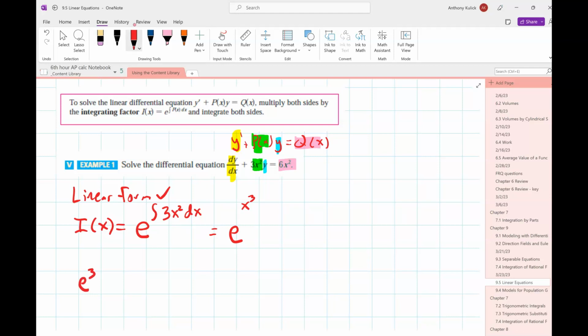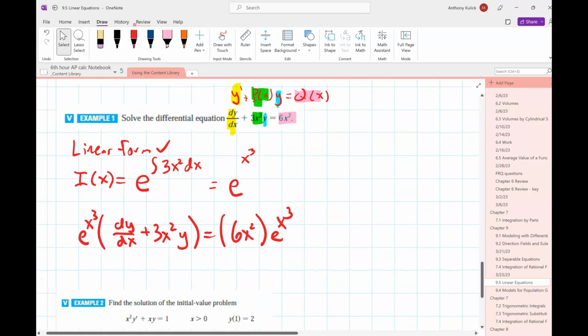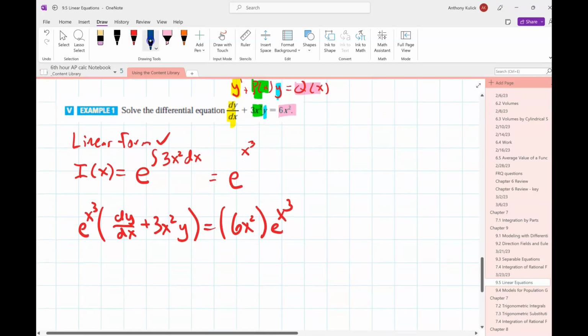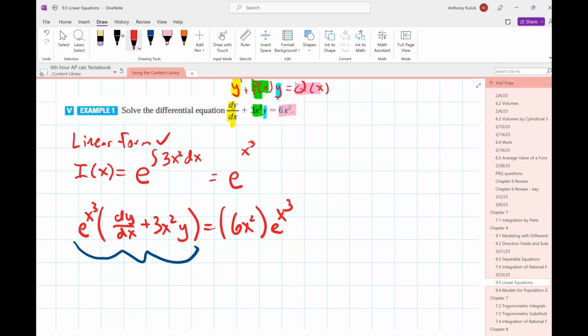So now, multiply both sides of our differential equation that we're trying to solve. Oh my goodness, Mr. Kulik. X cubed. By our integrating factor. This, I'm not even going to look at, because what does this turn into?